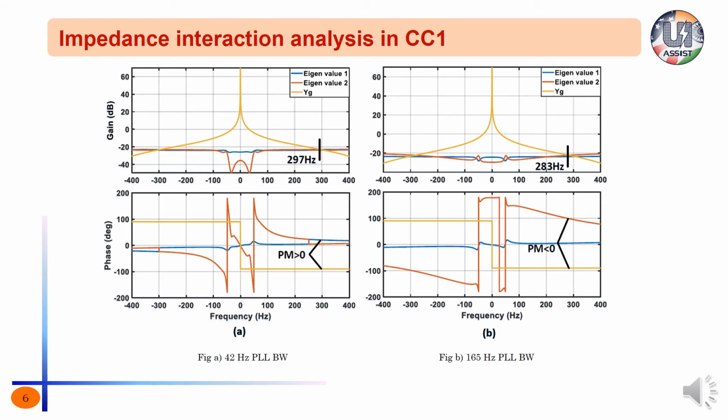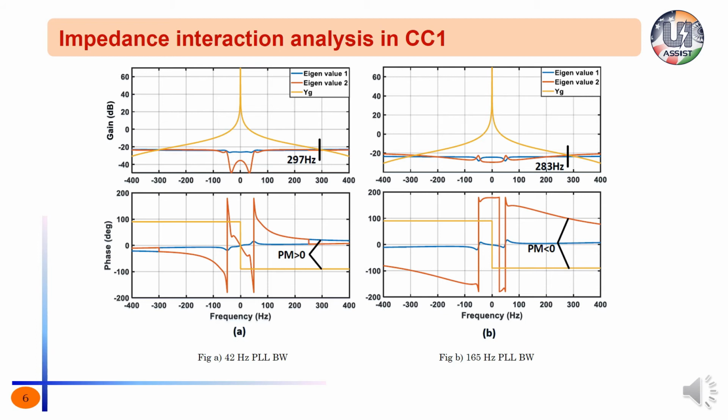To overcome this drawback, the impedance model, which is in 2 cross 2 matrix form, will be transformed into two eigenvalues using the generalized Nyquist criterion, which is a control system analysis tool for linearized systems. Now these eigenvalues are plotted with respect to frequency along with grid admittance. If any one of the eigenvalues intersects with the grid admittance, as shown in figures A and B, then the phase margin at the intersection frequency determines the occurrence of instability or resonance.